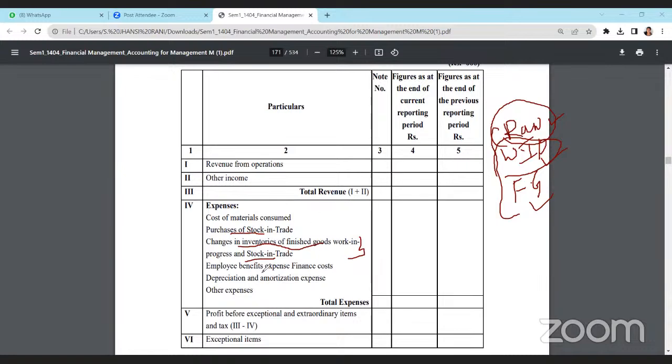Next, employee benefits expense, finance cost, depreciation and amortization expenses, and other expenses. Here we write all direct and indirect expenses such as wages, salaries, insurance, postage, telephone, telegraph, bad debts, traveling expenses, commission, discount allowed. All indirect and direct expenses are written over here, and the total we call total expenses. Next, we have profit before exceptional and extraordinary items.